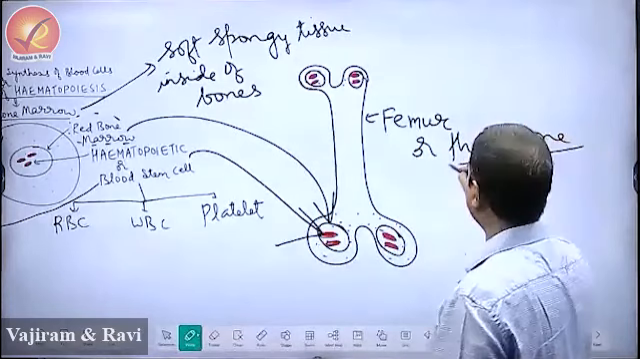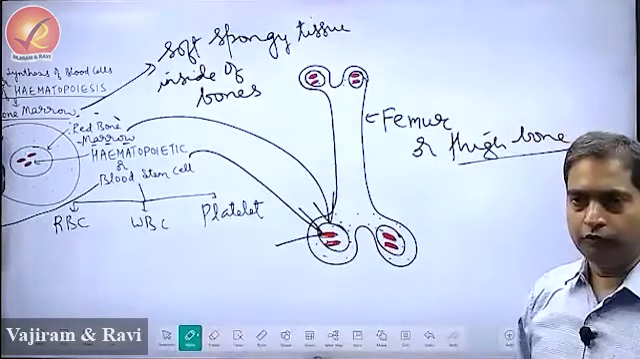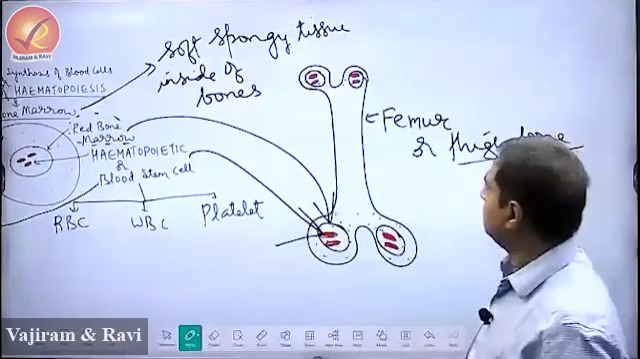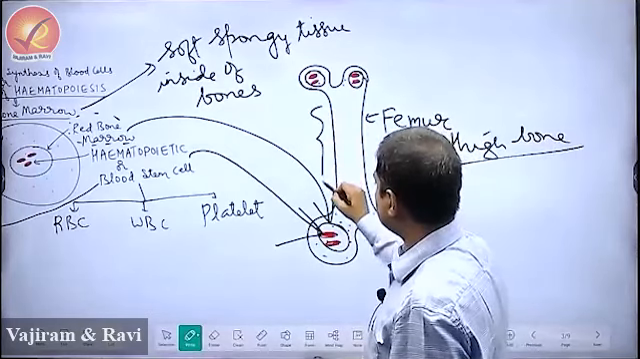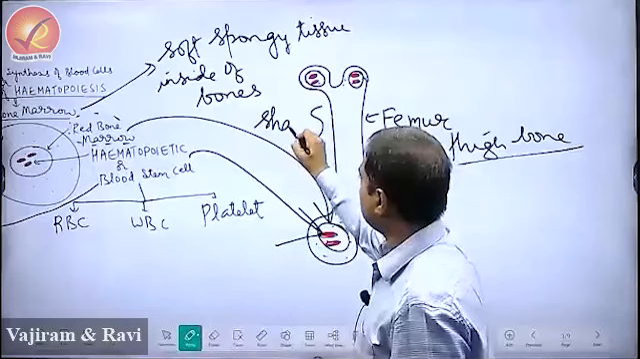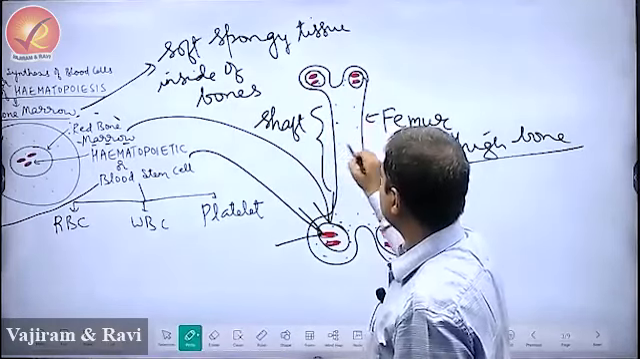Now this is an example of what? A long bone of your body. The shaft of the bone. So this is called as what? The elongated part is called the shaft of the bone.